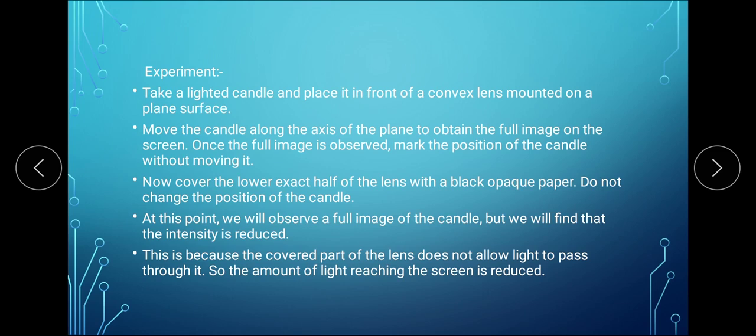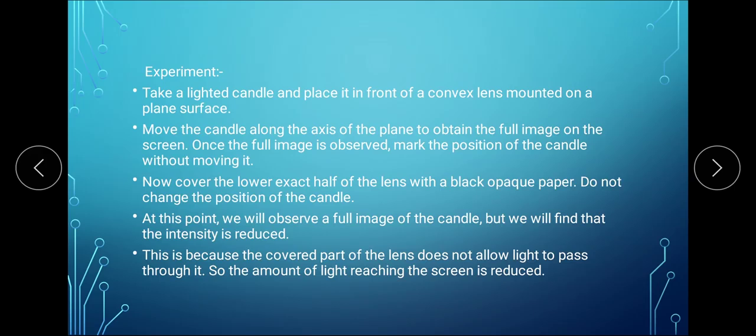For this, you are asked to explain an experiment. So in this experiment, we will take a lighted candle and place it in front of a convex lens which is mounted on a plane surface. Now, move the candle along the axis of the plane to obtain the full image on the screen. Once the full image is observed, mark the position of the candle without moving it.